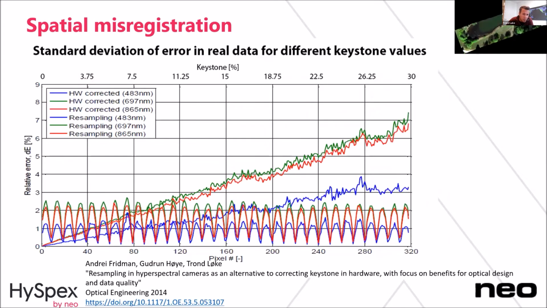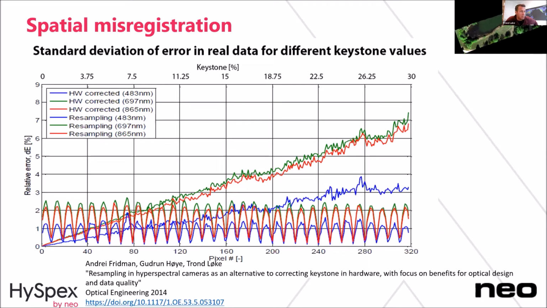This is from another article where we have our UV data with less than 10% keystone, where we downsample it and we add keystone in different variations to see what kind of errors you get in the spectra. And you can see here the keystone as an amount per pixel, and the relative error here on the y-axis. So if you have 30% pixel keystone in your data, you have a 7% relative error in your data.